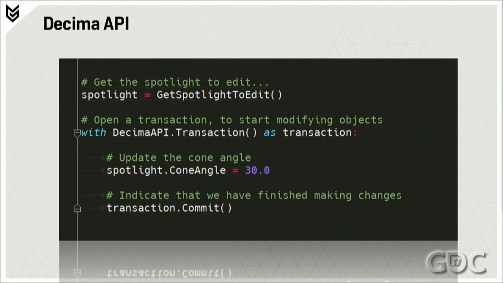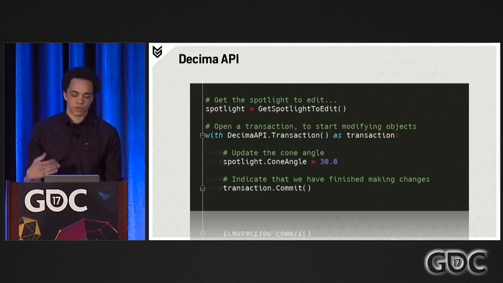So revisiting the C++ code example from earlier, we can look at the same code written in Python. And yeah, we retrieve the spotlight to edit. And in Python, we create a transaction so that we can actually start modifying data. And then we just use some accessors to modify the cone angle once again. And then we just commit the transaction. And this is how somebody would do the same things that we do in the editor with Python.